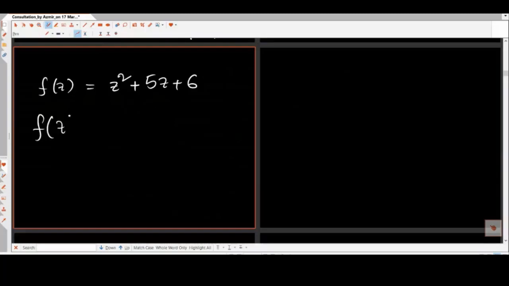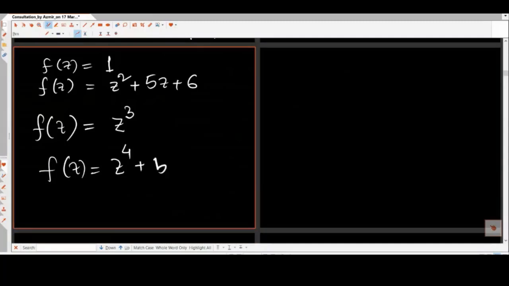F of z equals z cubed. This is also a polynomial function. F of z equals just a constant 1. This is also a polynomial function. We may also have f of z equals z to the power 4 plus 5. This is also a polynomial function.